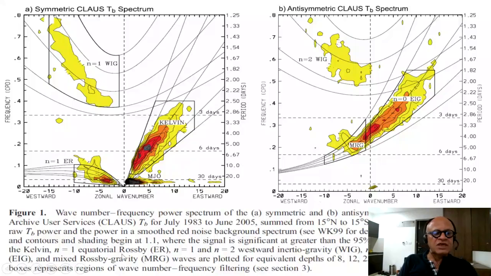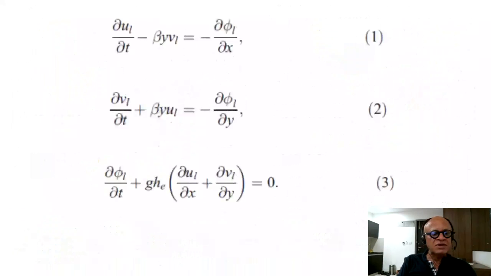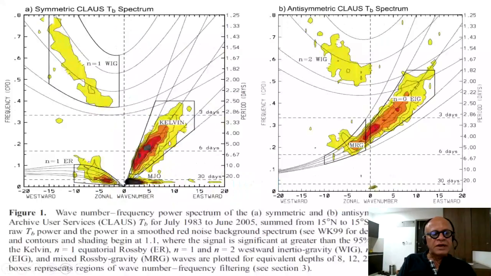Dispersion curves for the Kelvin wave, equatorial Rossby waves n equals 1 and 2, westward inertial gravity waves WIG for n equals 0, eastward inertial gravity waves and mixed Rossby gravity waves are plotted for equivalent depths of 8, 12, 25, 50 and 90 meters. Heavy solid boxes represent regions of wavenumber-frequency filtering, which we'll come back to in a later section.